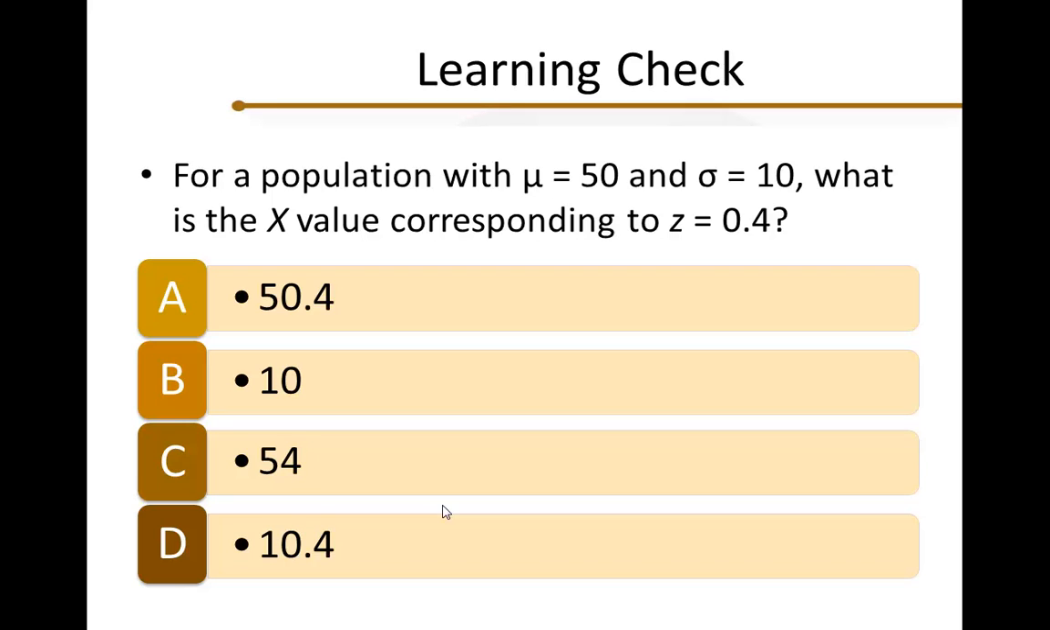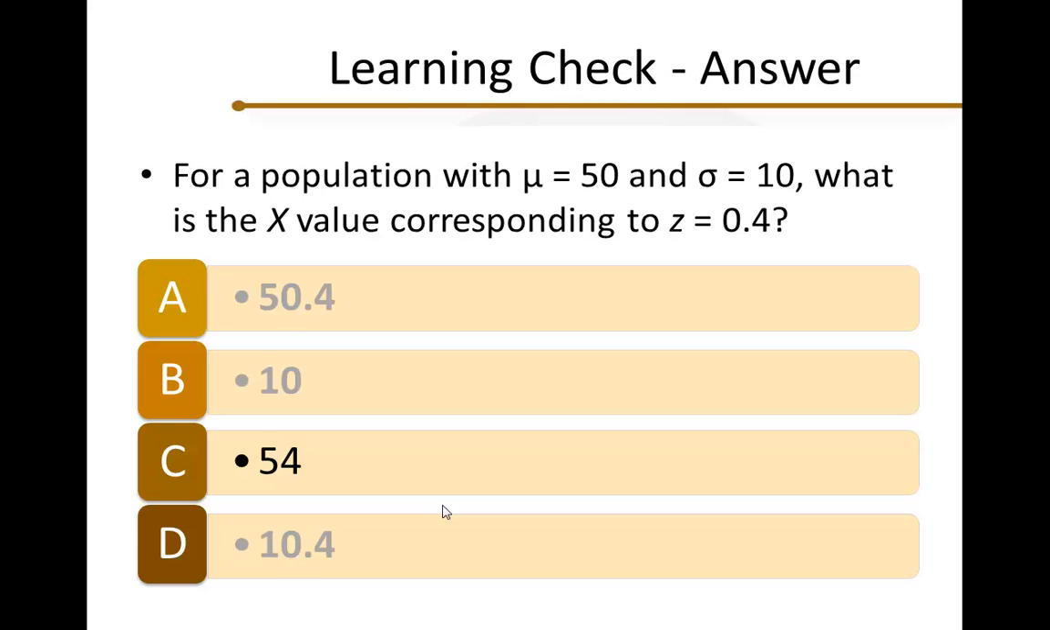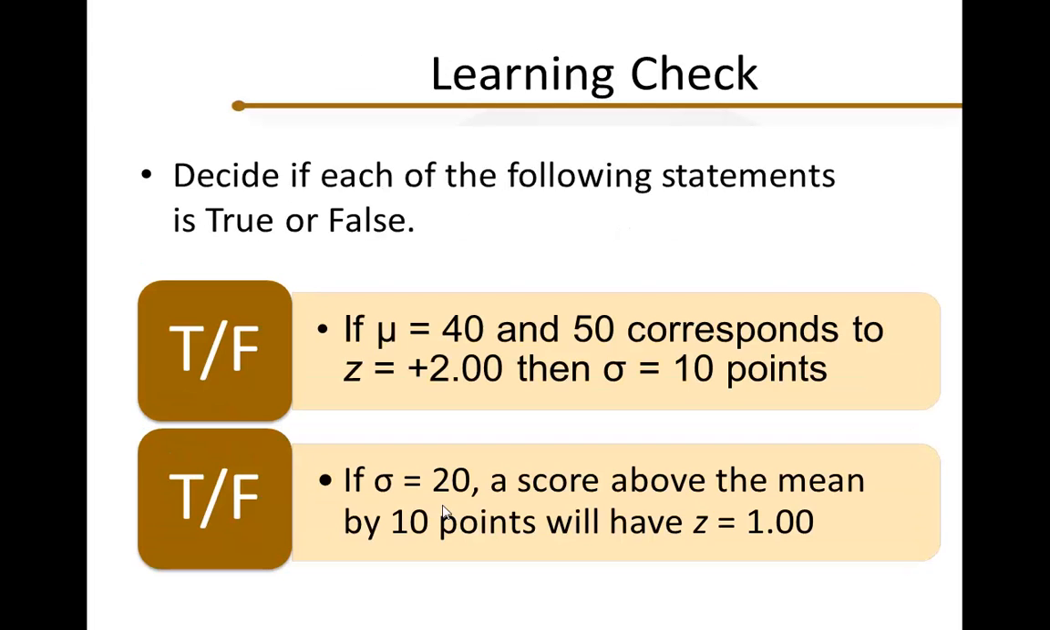Now, you can kind of do this in your head. 0.4 is close to 0.5, which is half, right? So half of 10, a half standard deviation. You could also look at it as percent. 0.4 is 40%. 40% of 10, how many points? That's 4. 50 plus 4 is 54.